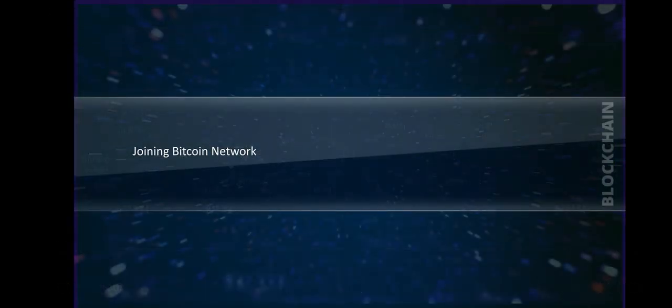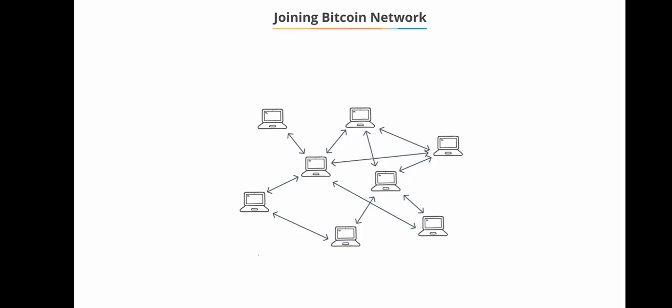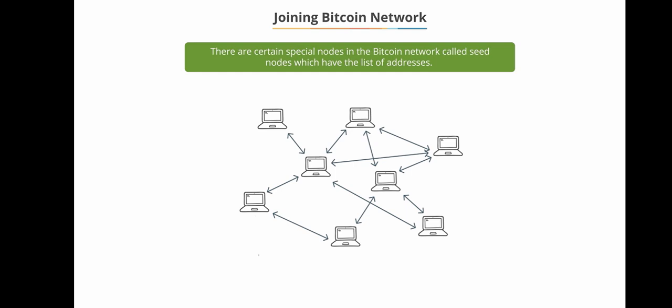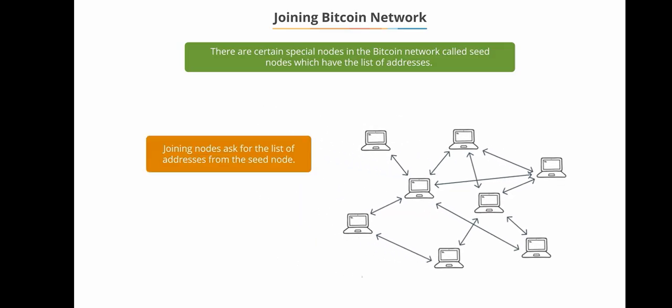Joining the Bitcoin network. Now let's understand the process of joining a Bitcoin network. There are certain special nodes in the Bitcoin network called seed nodes, which have the list of addresses. Joining nodes ask for the list of addresses from the seed nodes.